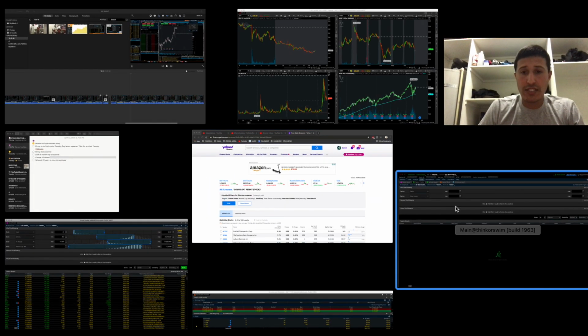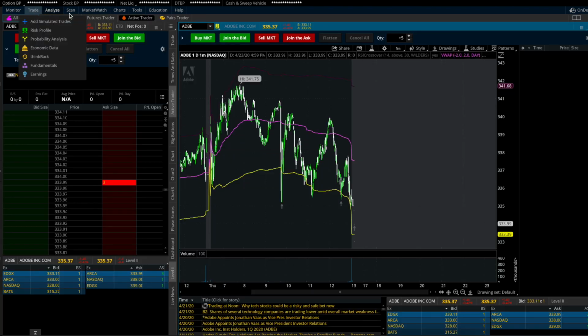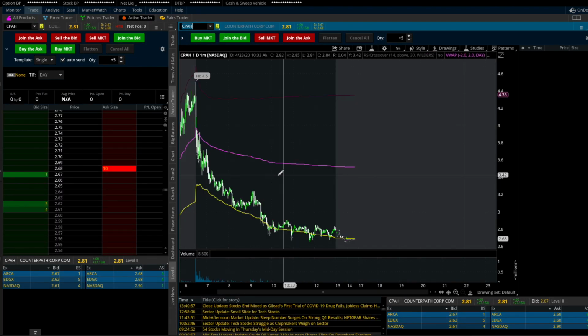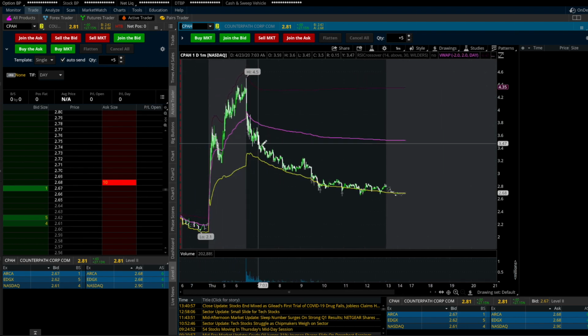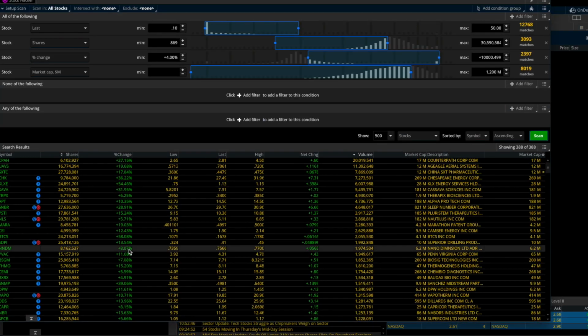Let's look at the chart. CPAH. Let's go to trade CPAH, and this is the chart. This is something that went down. People didn't trade it. Let's look at another one.